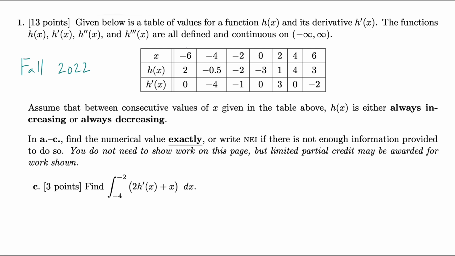Again, whenever you're given a table of values, you don't have much information about what's happening in between the table entries, but they are giving us information in this problem by letting us assume that between the consecutive values of x in the table, h of x is either always increasing or always decreasing. For example, between -4 and -2, we see that h of x has gone down. It went down from -0.5 to even more negative, -2. So we know h of x was actually decreasing here in between the table entries because they said we can assume this. But having pointed that out, let's dive into the question.